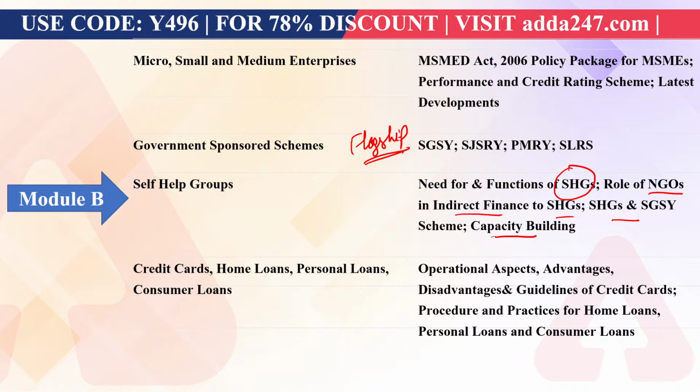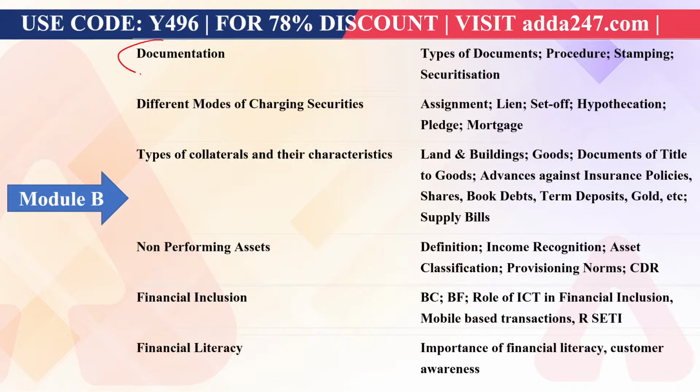Okay. After that, credit card, home loan, personal loan, consumer loan, all the operational aspects, all the advantages or disadvantages, guidelines of using credit card, the procedure, practices of home loan, personal loan, consumer loan, we have to cover all these things. After that, what documentation is required for getting any type of loan is important. What documents are required or procedure we have to follow, stamping, securitization, how to do the securitization, everything should be covered in the documentation of the home loan, personal loan, business loan, etc.